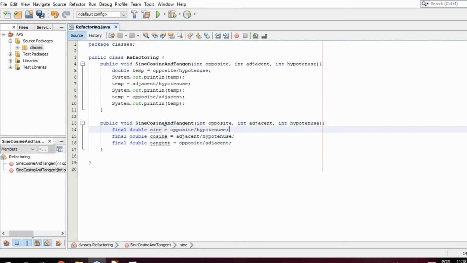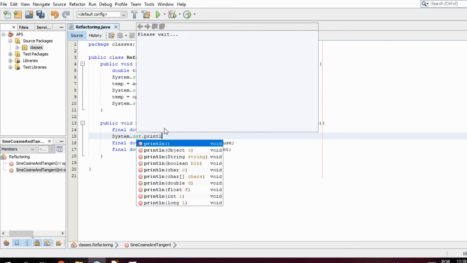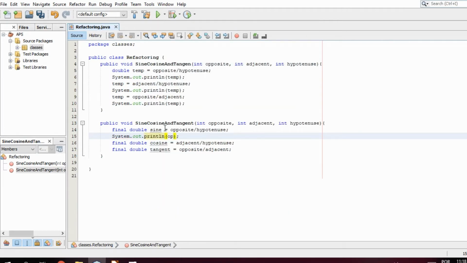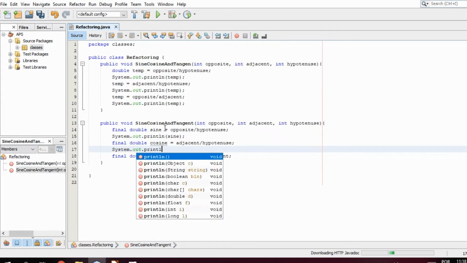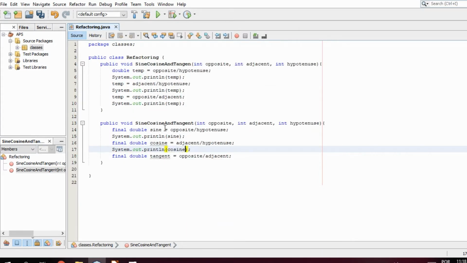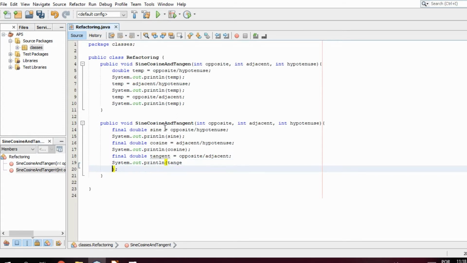Now we're going to print our variables as our previous method did. System.out.println sine. Same here. System.out.println cosine, and then again System.out.println tangent.